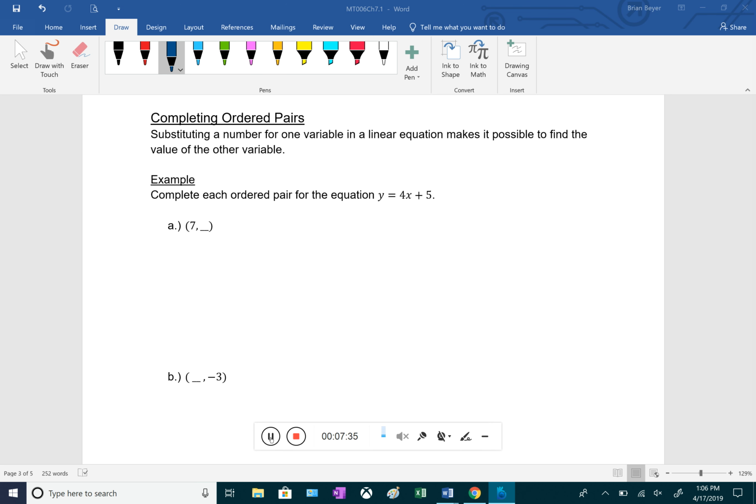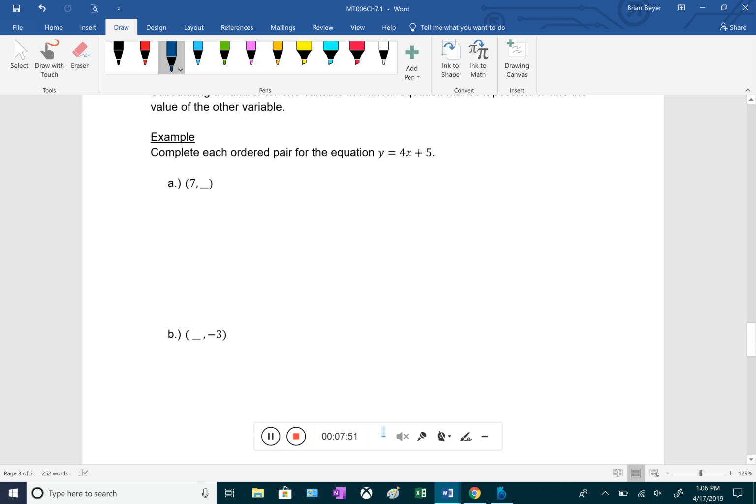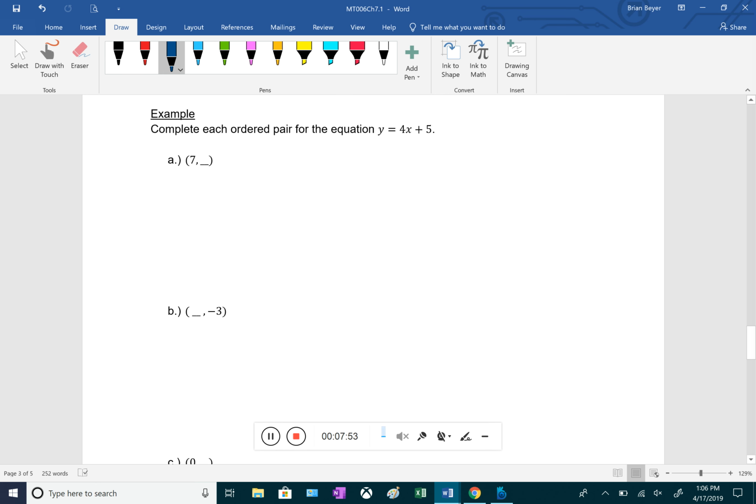So now for the next thing, we can actually complete ordered pairs if we're given an equation and one of the coordinates in the ordered pair. So what we have to do is substitute the number for the one variable into the linear equation and solve for the missing variable. Solve for the missing coordinate. So let's complete each ordered pair for the equation y equals 4x plus 5.